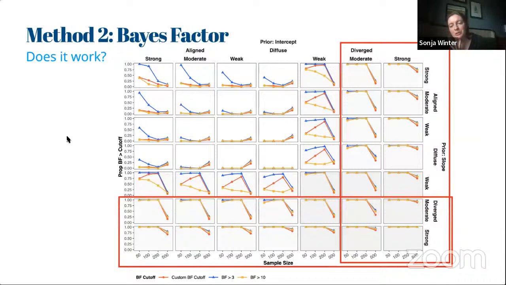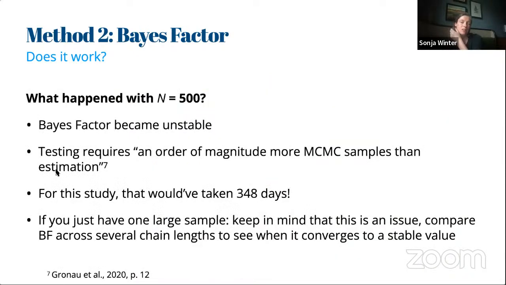However, something you might notice across this entire plot is that the 3 Bayes factor cutoffs were less accurate when our sample size was 500. In many of these plots, you see the line take a steep dive down towards a much lower value. So what's going on there? Basically, when you have a larger sample and you're estimating a model with a lot of parameters, your Bayes factor estimate can become unstable if you don't use enough MCMC samples to estimate it.